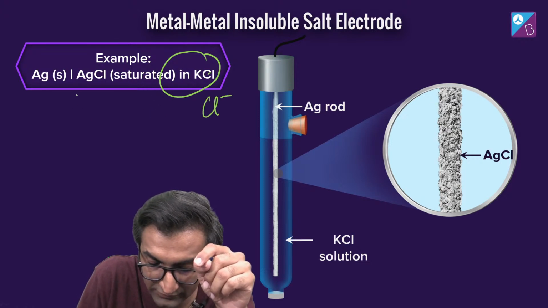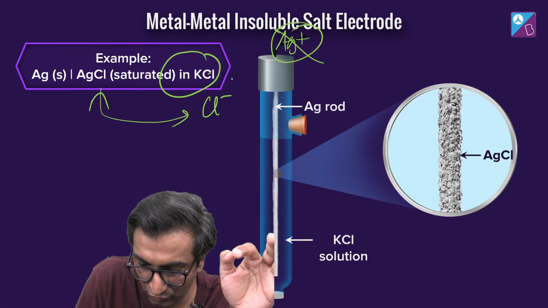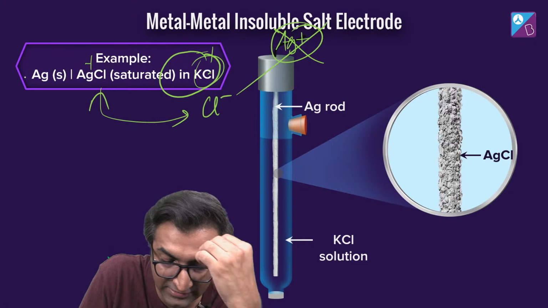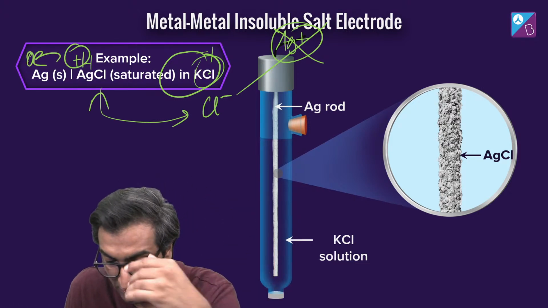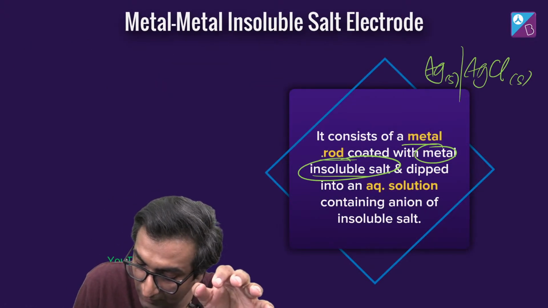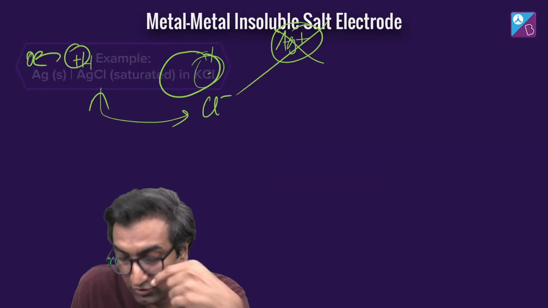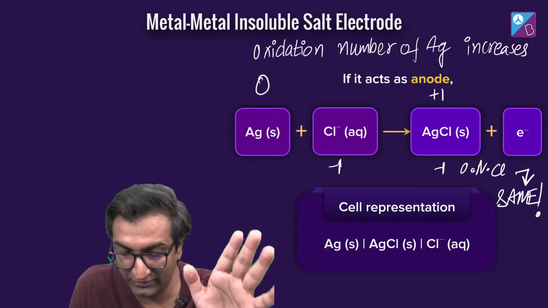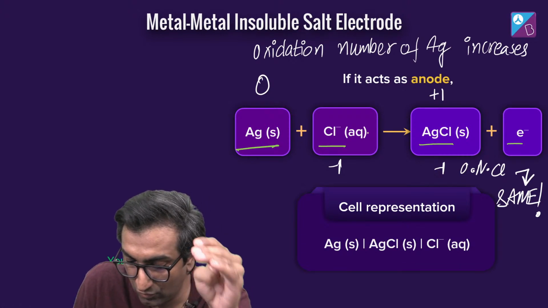Why? Because that Cl- ion is the common ion between them, not Ag plus. That makes no sense, don't do that. Why are we putting Cl minus? Because Cl minus was here, and it is here too. What is changing is the plus. Here the oxidation state is 0, here it is +1. So this is the reduction we're talking about, Ag plus to Ag. I'm going to read that one more time. Consider a metal rod coated with a metal insoluble salt and dipped into an aqueous solution containing an anion of the insoluble salt. I told you the main reduction is happening from Ag plus to Ag. Now see this: AgCl(s) plus e gives you Ag(s) plus Cl minus. This is the whole reaction.